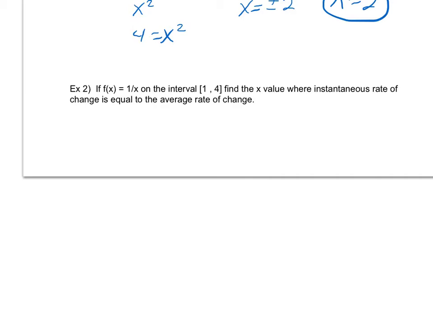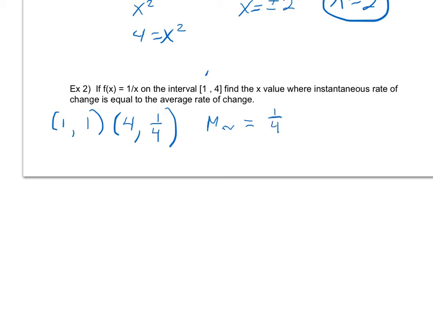So first thing I can do is find my average rate by saying I need 2 points. So I'll plug 1 into my function, and I get 1 over 1, which is 1. And then I'll plug 4 into my function, and I get 1 over 4. So I can find my average rate of change, or my slope. I'm going to call it m average. I get y2 minus y1, so I get 1/4.